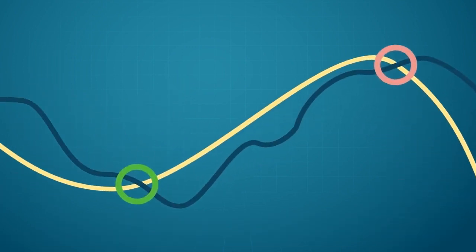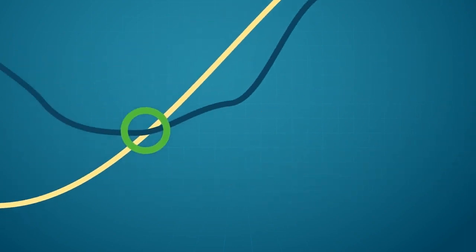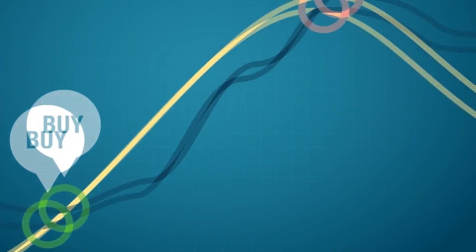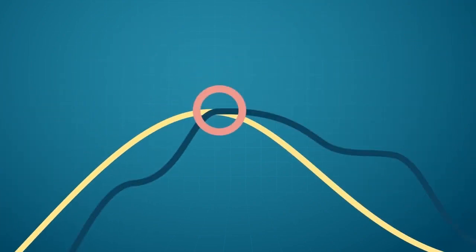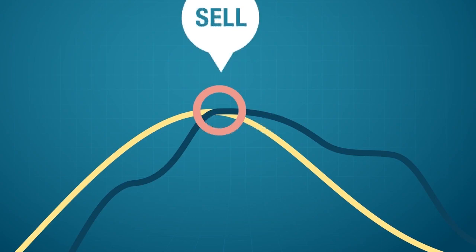A crossover occurs when the MACD crosses above or below the signal line. A bullish crossover occurs when the MACD crosses above the signal line. Some investors may consider this a buy signal. On the flip side, a bearish crossover occurs when the MACD crosses below the signal line. Some investors may consider this a sell signal.